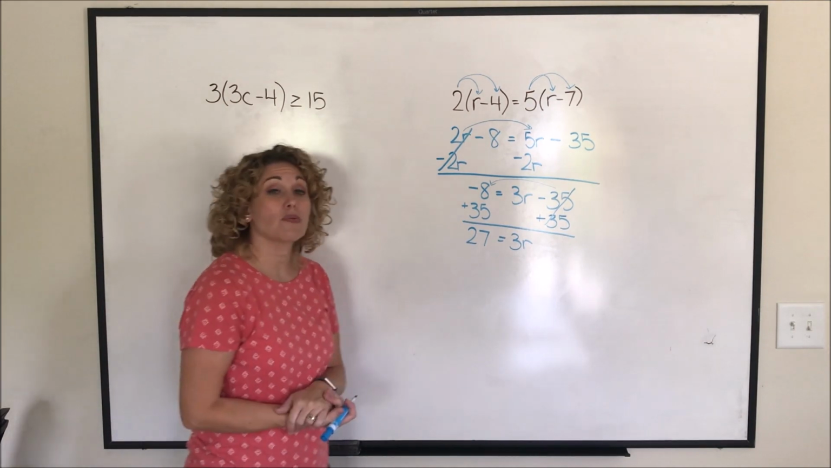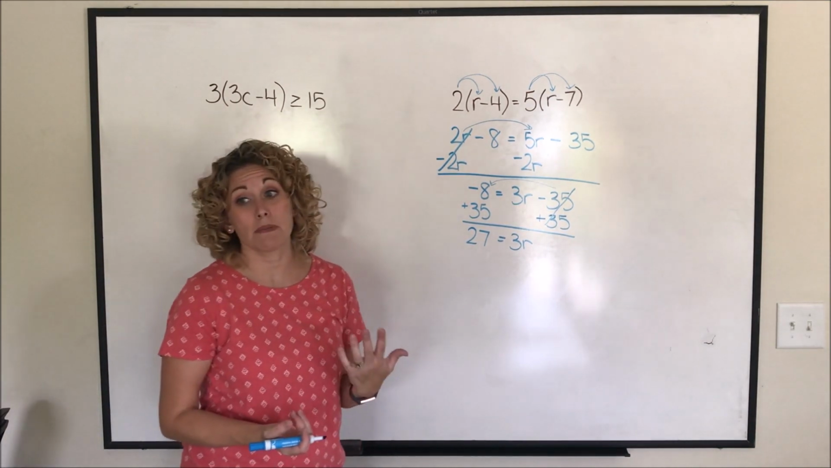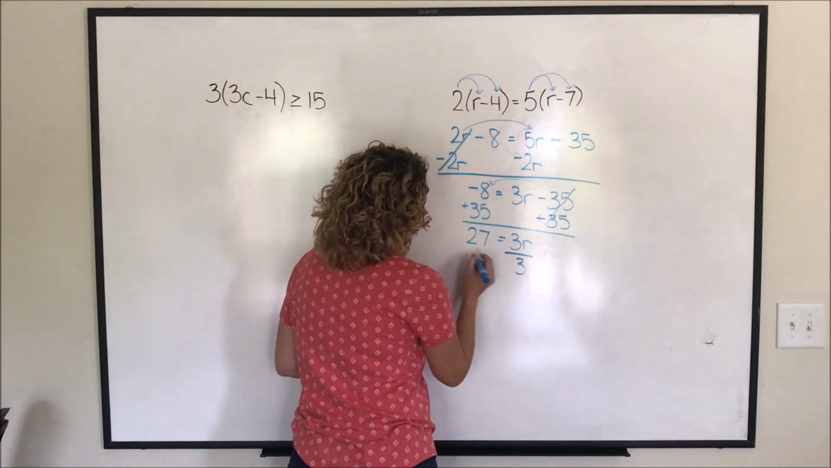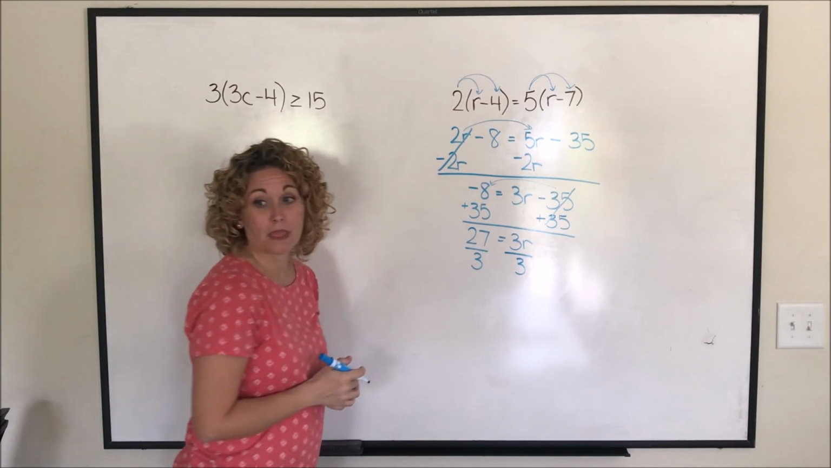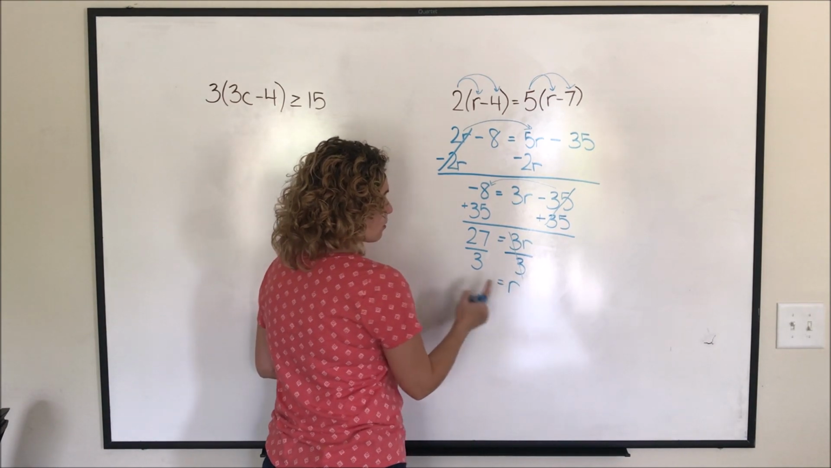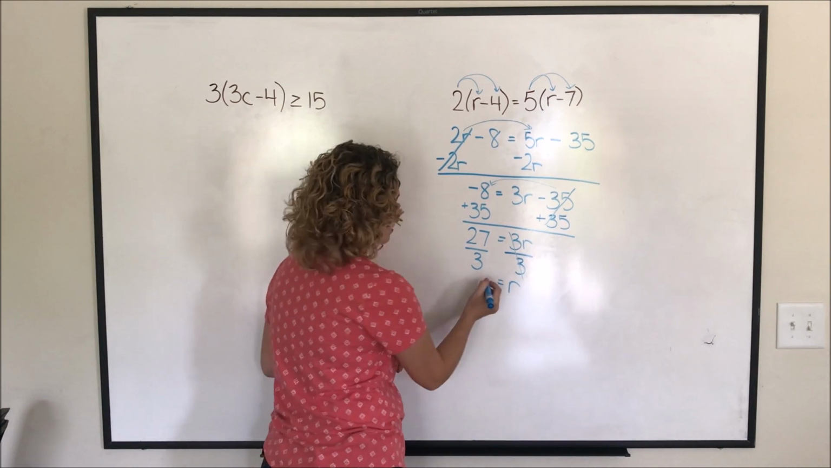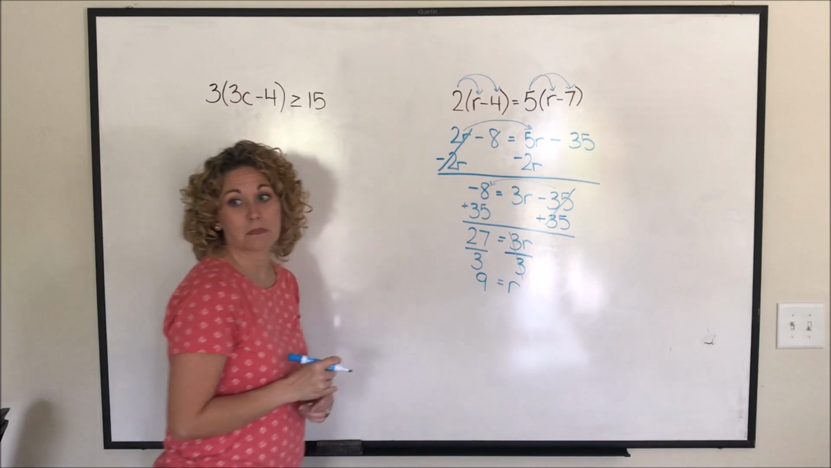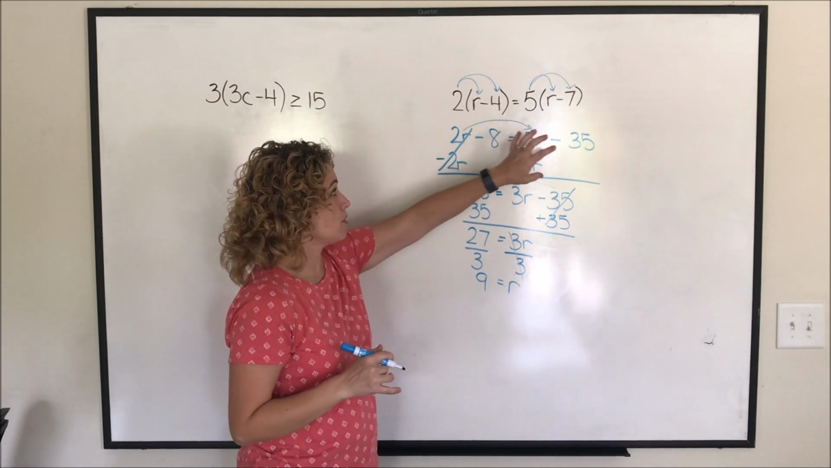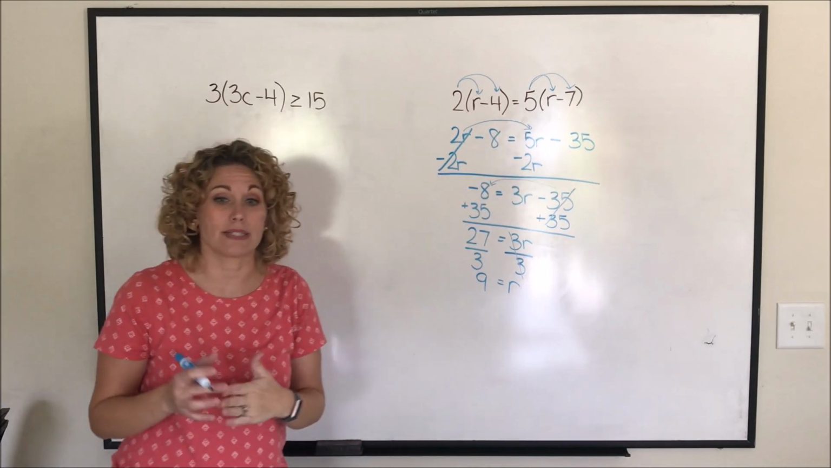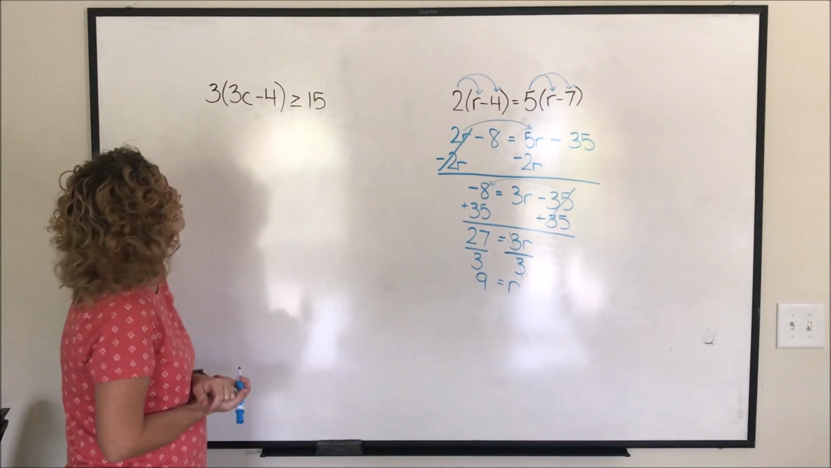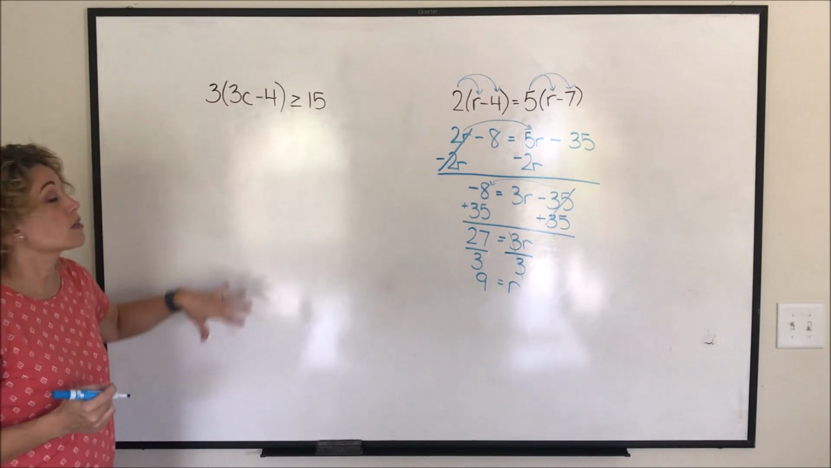Now we're left with 3 times r, so we do the opposite of 3 times r, which is divide. So we're going to divide both sides by the 3. That way the 3's cancel out, we're left with r equals 27 divided by 3, which is 9. And that's our answer. And you will get that answer no matter which one you move first, as long as you follow the correct steps. But you will get this answer every single time.